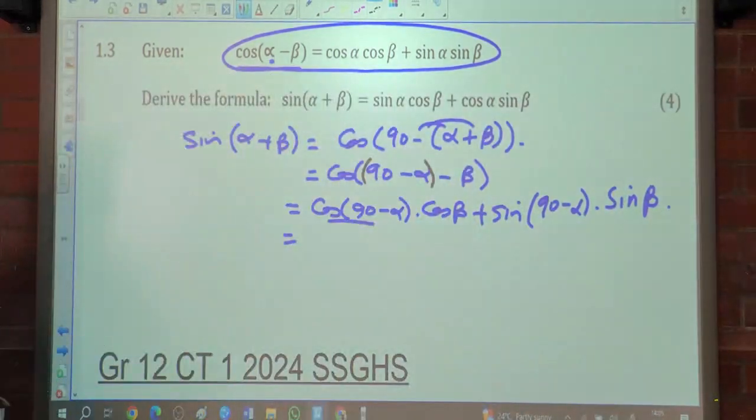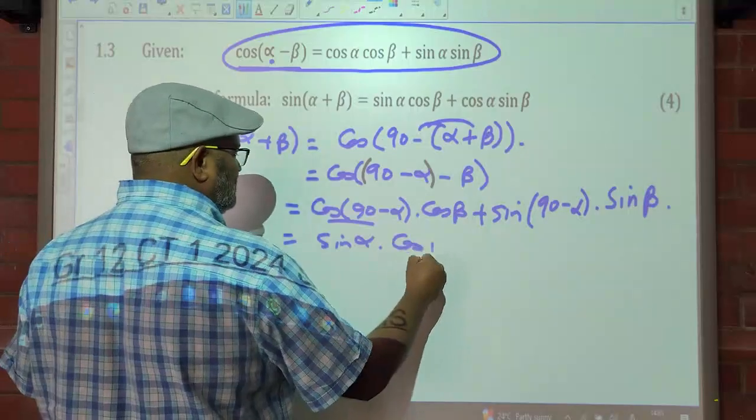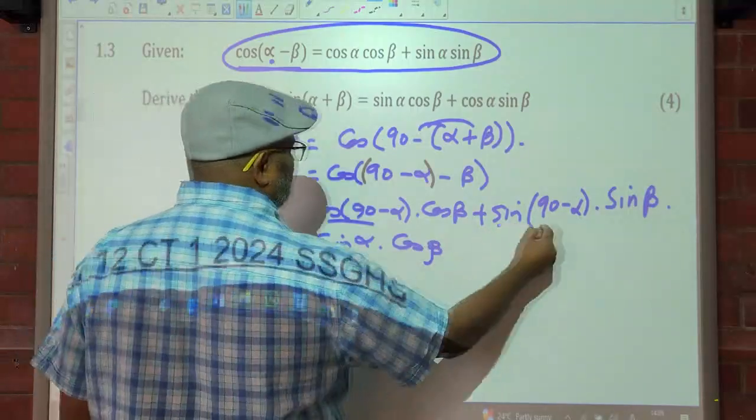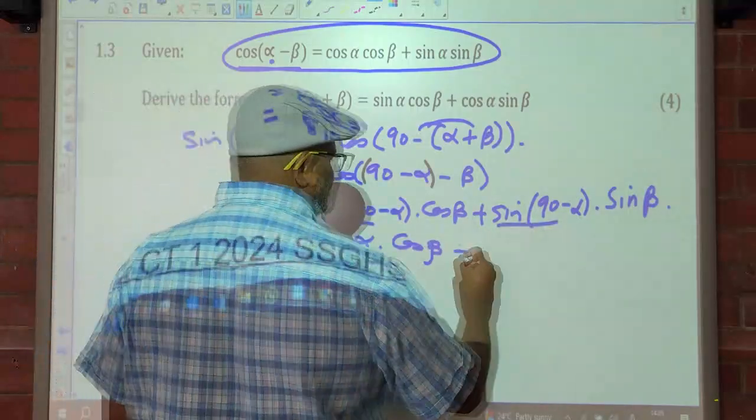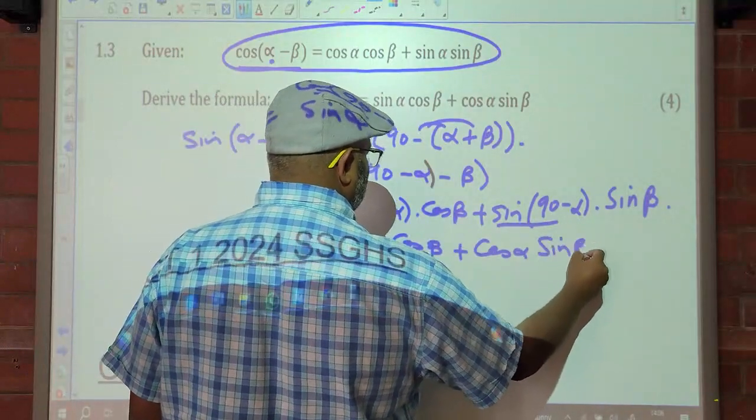90 minus takes you to which quadrant? Quadrant 1. Cos is positive, and it changes to sine alpha times cos beta. 90 minus takes you to quadrant 1. Sine changes to cos alpha sine beta.